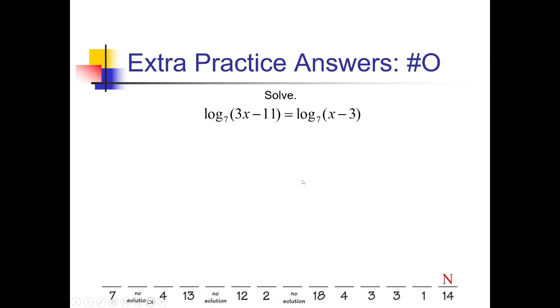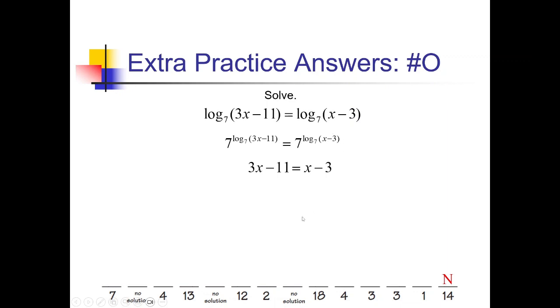For problem O, we have a log on each side of the equation. Because it's the same base and because there's only one log and that's it on each side, I can actually raise 7 to both sides of this equation right off the bat. So if I do that, that cancels out my log on the left, giving me 3x minus 1, and it cancels my log on the right, giving me x minus 3.